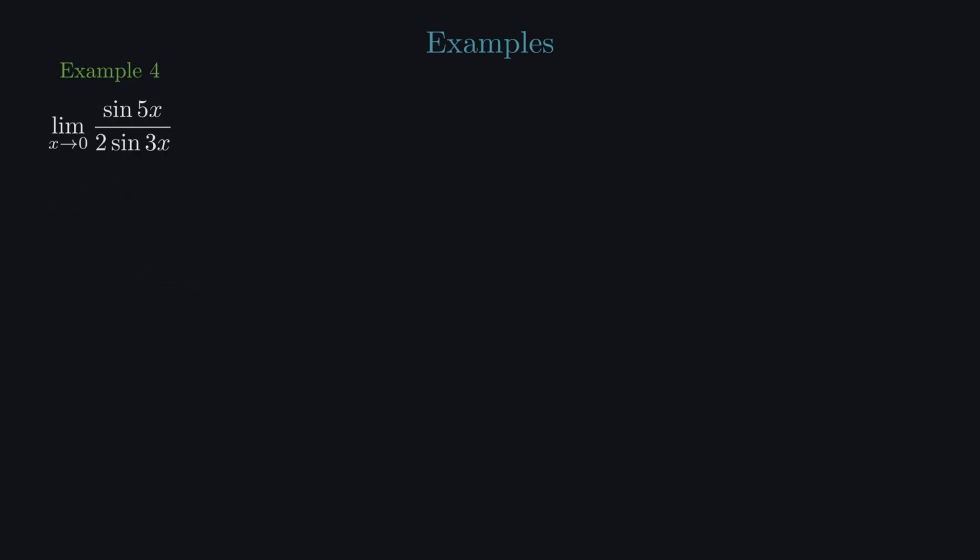Example 4. Limit as x approaches 0 of sine 5x over 2 sine 3x. Again, we want sine over its own angle, so we rewrite sine 5x over 2 sine 3x equals 5 over 6 multiplied by sine 5x over 5x times 3x over sine 3x. Both sine 5x over 5x and 3x over sine 3x tend to 1 since they are based on the same sine limit and its reciprocal. So the constant factor 5 over 6 remains, so the limit is 5 over 6.